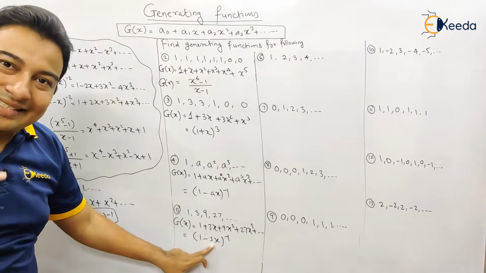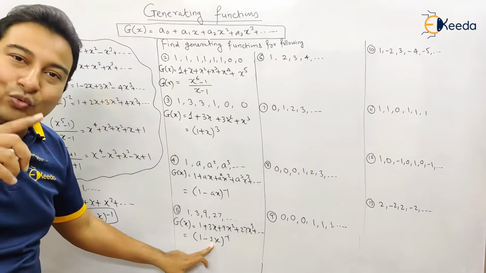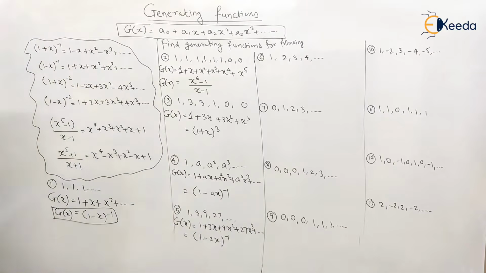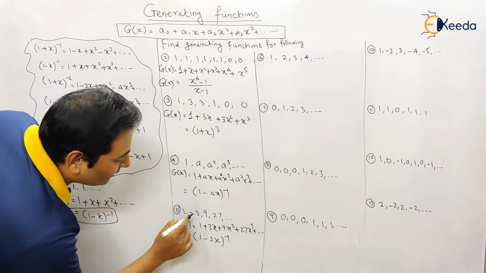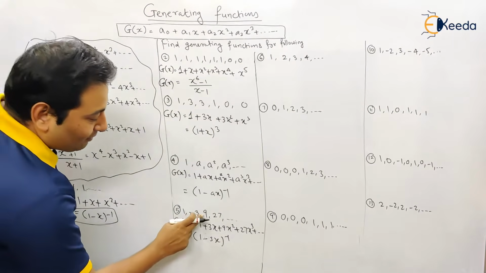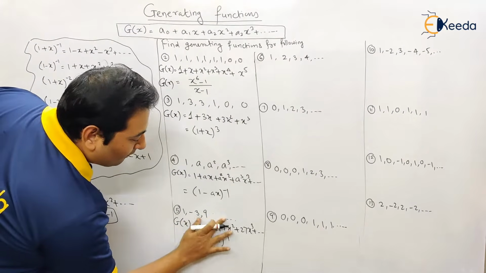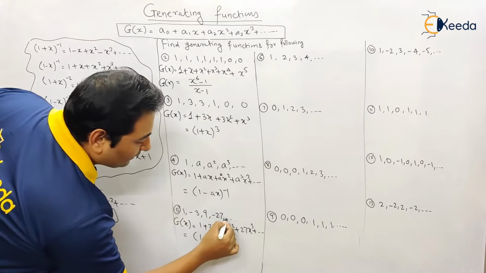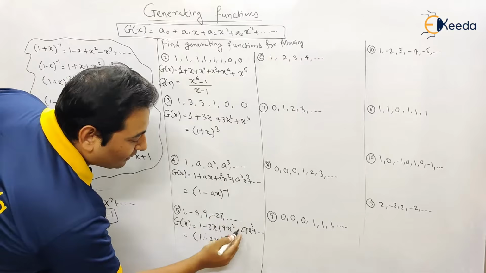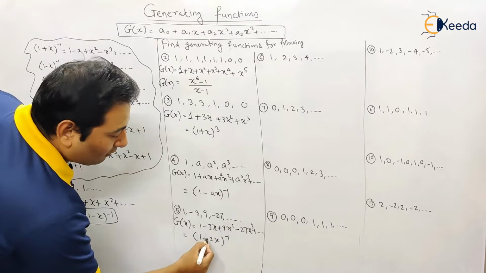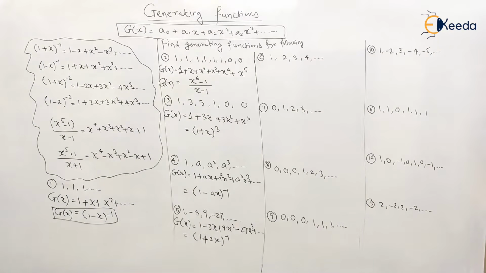1 plus 3x, then 3x the whole square, that is 9x square, 3x the whole cube, that is 27x cube, and so on. Suppose in the same formula the series has alternate plus minus, plus minus, plus, then we have minus. What will be the difference? This will become minus, plus, minus, and since we have alternate plus minus, it would be plus.